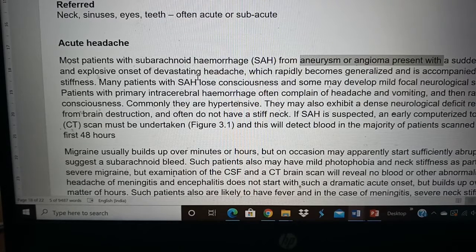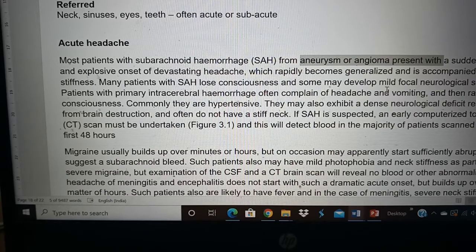They can also have neck stiffness, and patients with subarachnoid hemorrhage can lose consciousness and have other neurological symptoms. So these kinds of patients have to be rushed to the hospital. They need to undergo emergency treatment. People who have vomiting associated with such severe headache and loss of consciousness may be hypertensive also, and it may be due to hypertension. So either a stroke can be occurring, or it could be because of any other aneurysm.